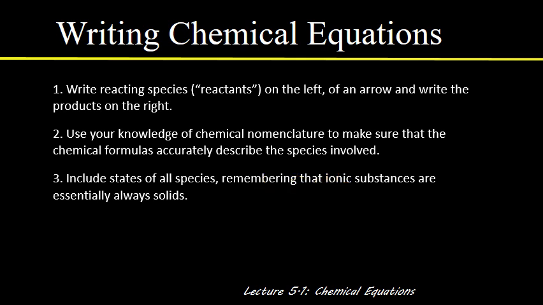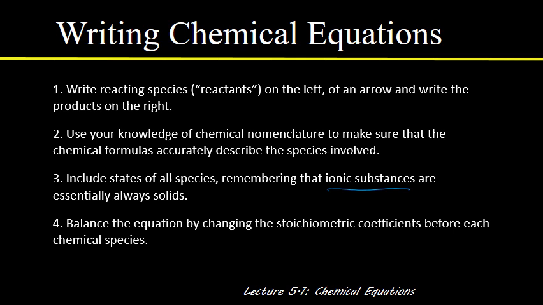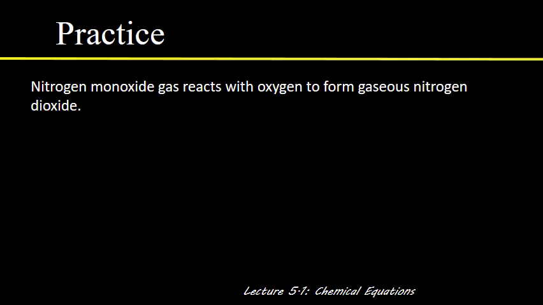Okay. Then once you've got the species listed correctly, include the states of everything, remembering what we learned about the different elements, and that ionic substances are always solids unless the reaction is taking place at a very high temperature. And then finally, balance the equation only by changing the stoichiometric coefficients, that's the numbers before the chemical species, to make sure they have the same number of atoms of each element on both sides of the equation. All right. Let's practice a couple of these, a couple of simple ones.